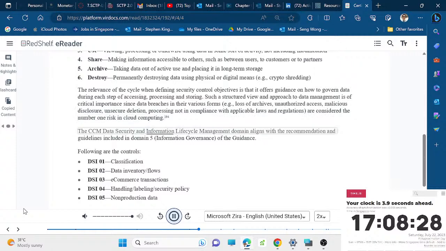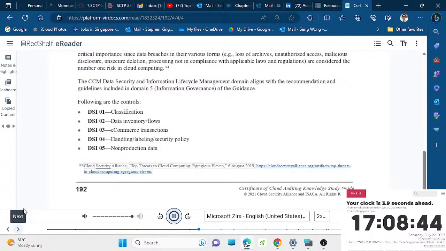The CCM Data Security and Information Lifecycle Management domain aligns with the recommendation and guidelines included in Domain 5, Information Governance, of the guidance. Following are the controls: DSI01 Classification, DSI02 Data Inventory / Flows, DSI03 E-commerce Transactions, DSI04 Handling / Labeling / Security Policy, DSI05 Non-Production Data.